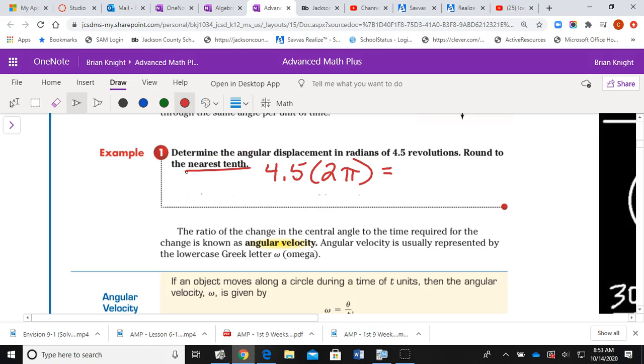You put that in your calculator. Boom, boom, boom. You get 9.17. Okay? So about 9.2. How do you get that? You put 4.5 times 2 pi.